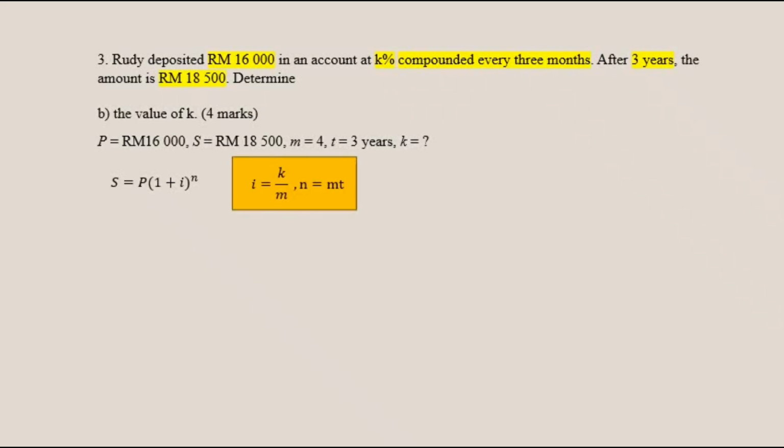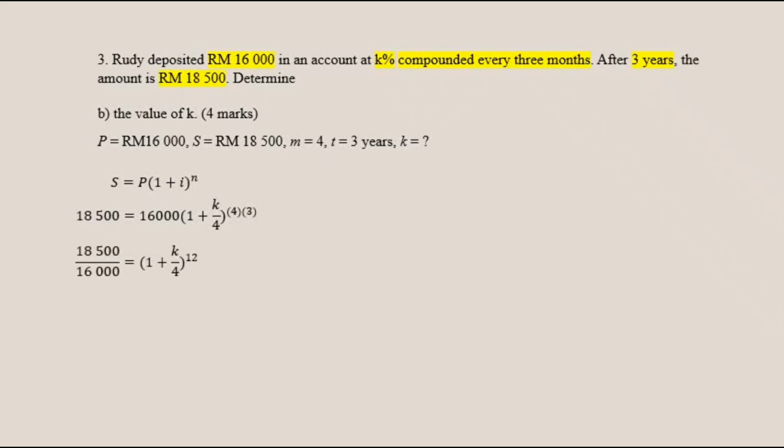Substitute the values into the formula, and we get the equation 18,500 equals 16,000 times (1 plus k divided by 4) to the power of 4 times 3. Move 16,000 to the left hand side and multiply the exponent on the right hand side. And we will get 37 divided by 32 equals (1 plus k divided by 4) to the power of 12. Eliminate the exponent on the right hand side by using the power rule, and we will get the 12th root of 37 divided by 32 equals 1 plus k divided by 4.